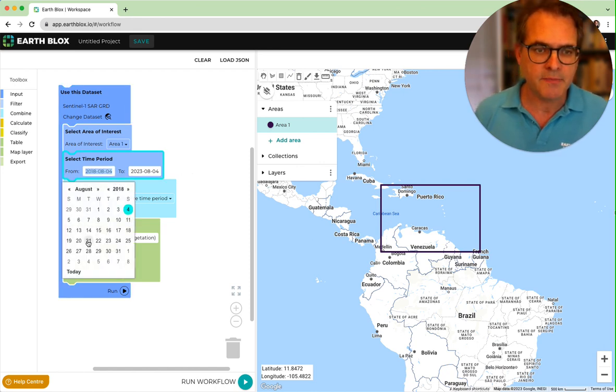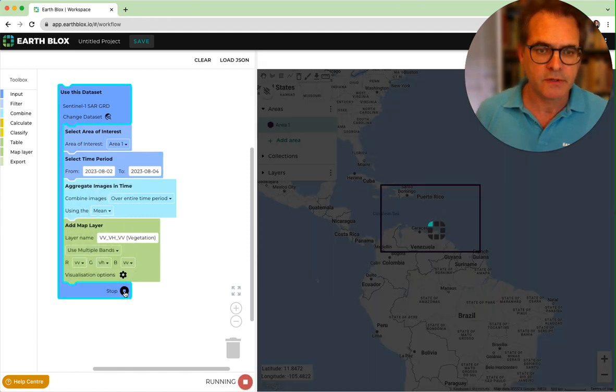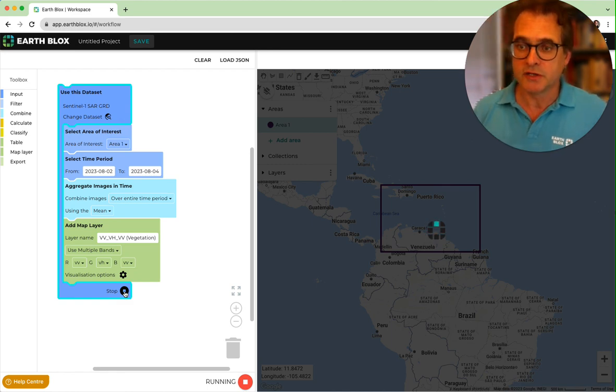Now, in terms of the time period, I'm just going to look at what happens if we go, so today is the 4th of August, let's go back to Wednesday and see what we've got in terms of coverage. I'm going to press run. So that's only a few days. That's not enough time to get global coverage on Sentinel-1.